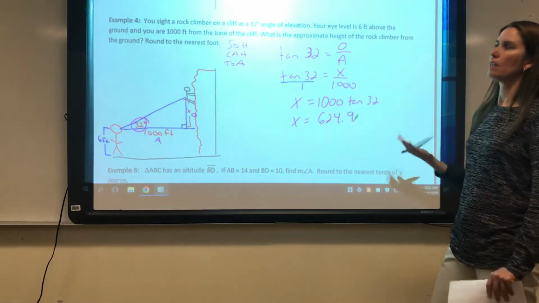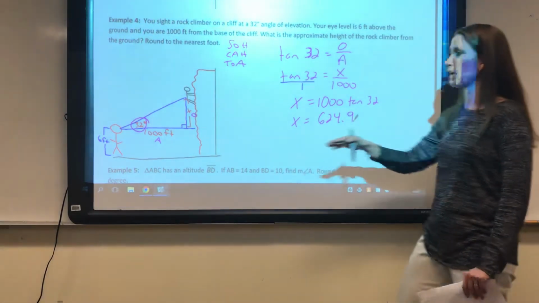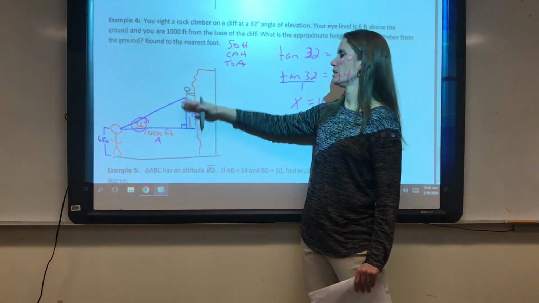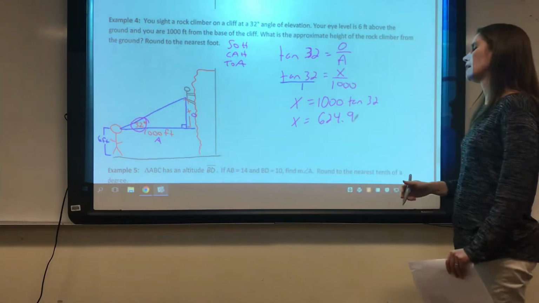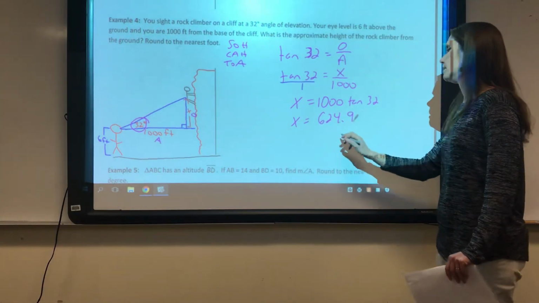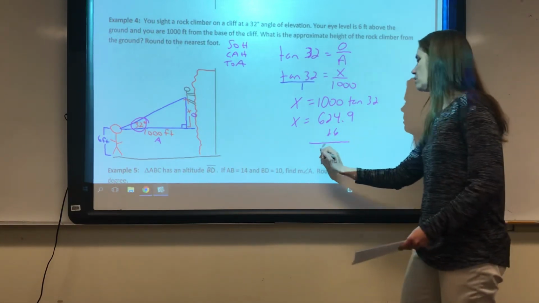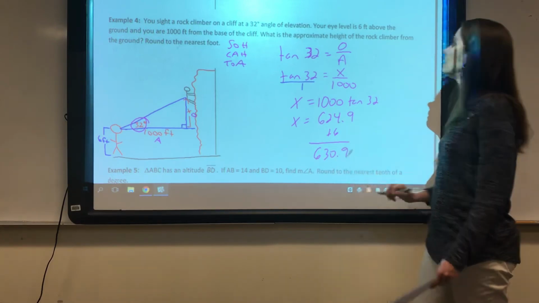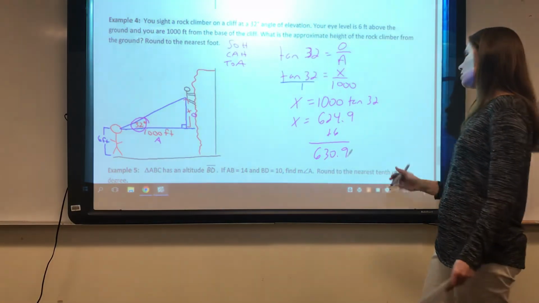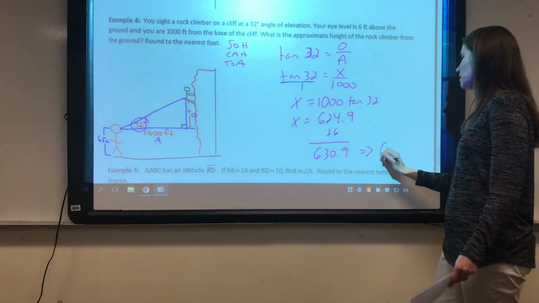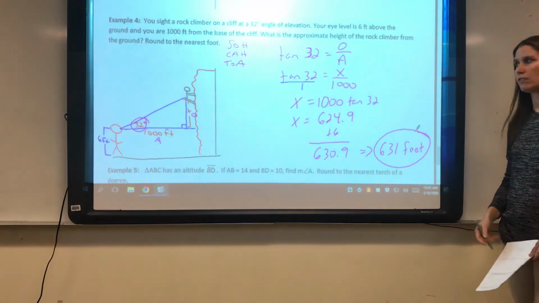Always look back at the question and think, have I actually answered the question yet? And in this case, approximate height of the rock climber from the ground. Well, we just found out how far this is. We need to factor in from here to here, which we know is 6 feet. So we just need to add 6 feet to this. And so now I know that I've got 630.9, and then pay attention, it says to the nearest foot. This is to the nearest tenth of a foot, so I therefore just need to round that to 631, and I want to put units with my answer, so in this case 631 feet.